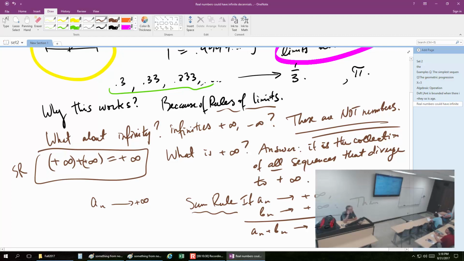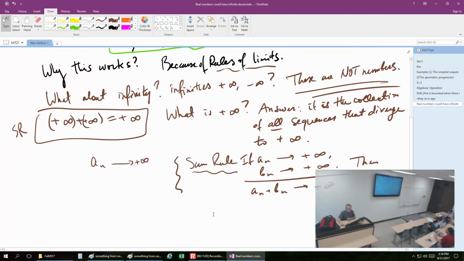It is certainly much more believable than what I have in the box over there. Even if you question what's in the box on the left, this statement explains what it means and is much more believable. So once again, two sequences going to infinity, both. I add these two sequences. What is the result? The result is a sequence that also goes to plus infinity. Okay? So that's the good news.